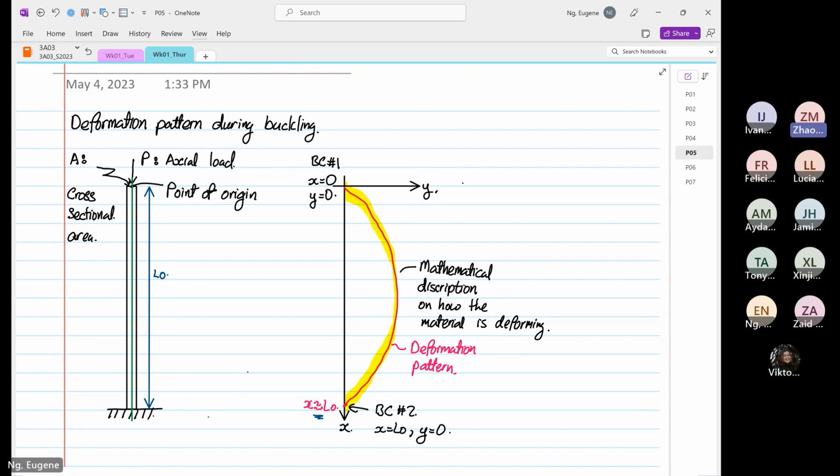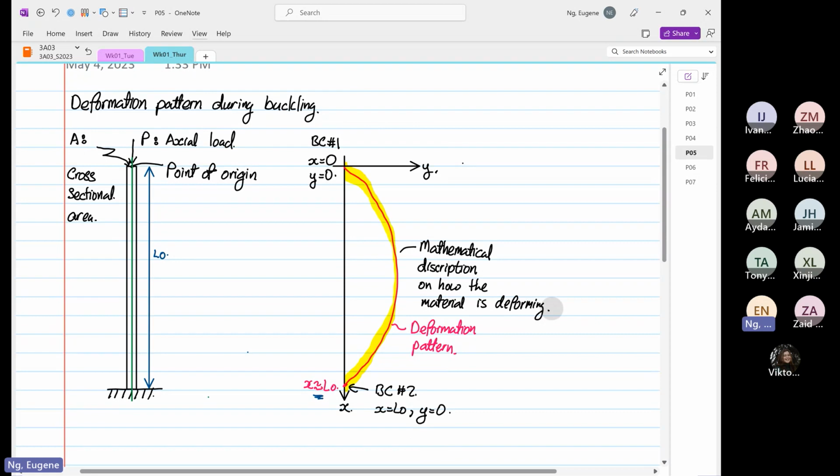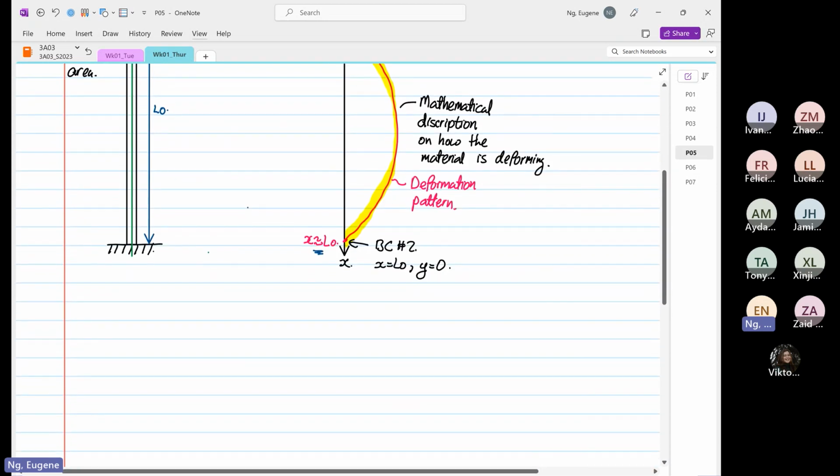It seems like shear deformation. There is a bit of shear, and what else? When there's a shear, usually it's also followed by what? Bending, yes or no?